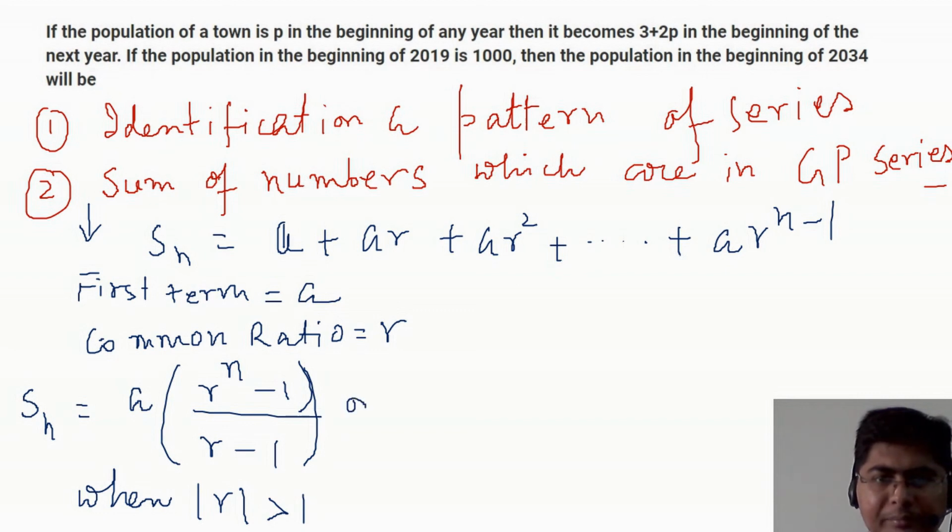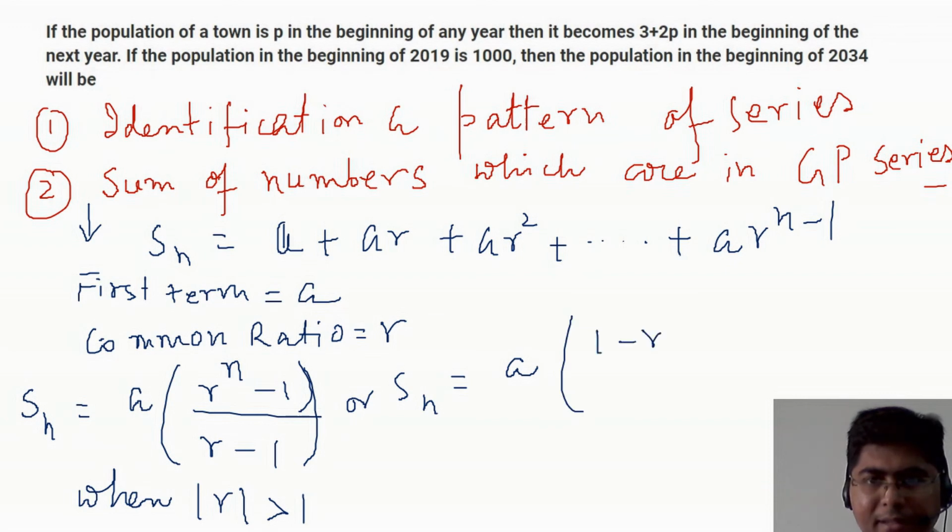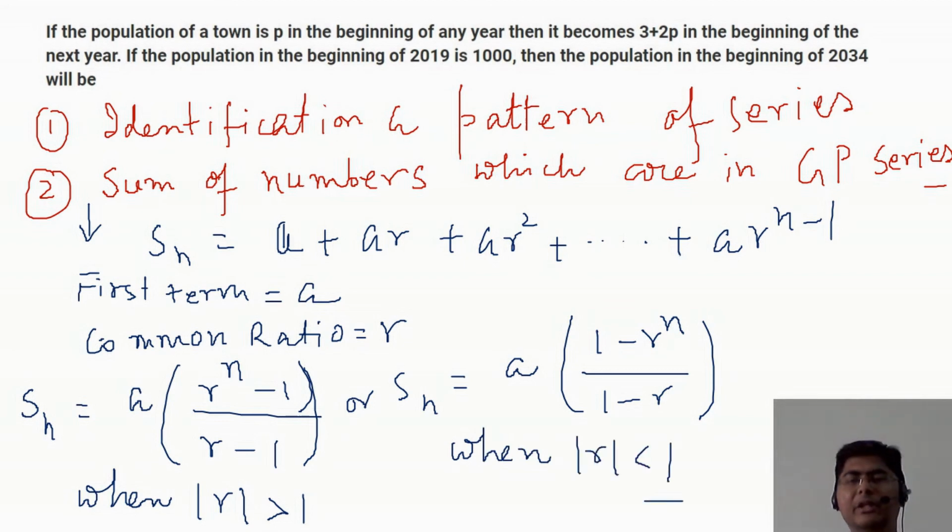Other formula: a multiplied by 1 minus r to the power n, and the denominator should be 1 minus r, where mod r is less than 1. Now these two concepts will be used in these cases. So let's see how I am going to use these two techniques to find out the answer.